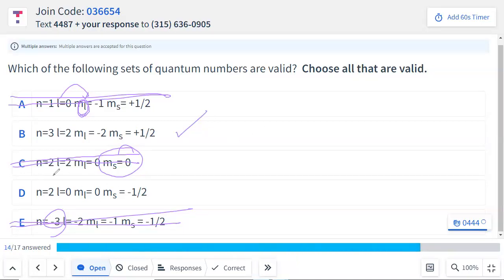For letter D, N equals 2, yeah, second energy level. L equals 0, yeah, S orbitals in every energy level. M sub L 0, that's the only value it can be if we're dealing with S. -1/2 for the spin, yeah, that works. So we've eliminated every possibility except for those two. Those two are valid sets. So we can describe electrons that have these 4 quantum numbers as real possibilities.